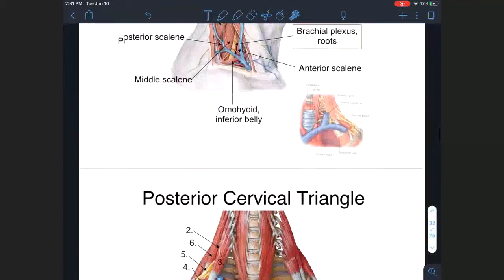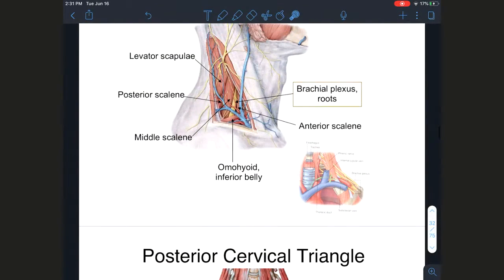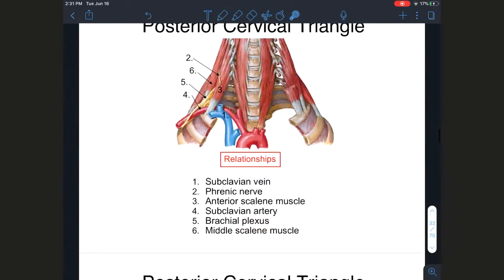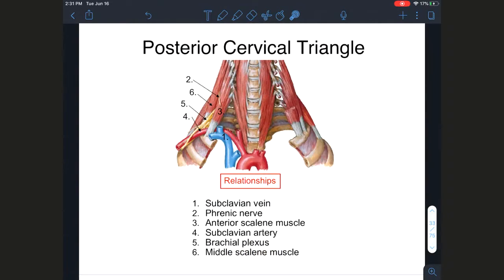Back to the posterior cervical triangle picture, also know that the subclavian comes in between there too. So not only would you have neurological issues, you're also going to have issues from a vascular point of view, because you're not going to be able to get sufficient blood supply to your arm if you have an impingement of the scalenes.